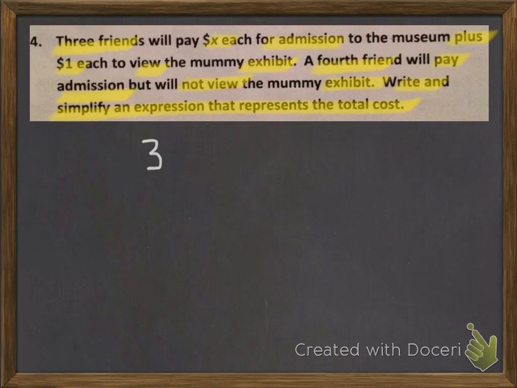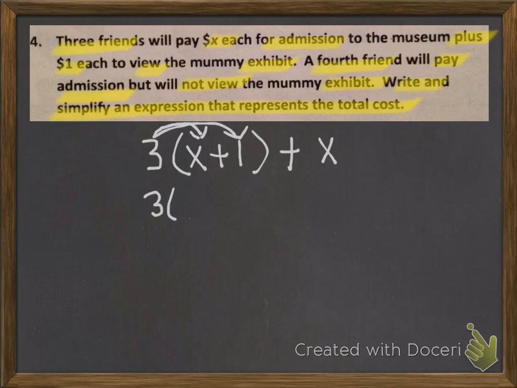Okay, so we have 3 friends. Each friend is paying X dollars for admission plus $1 for the exhibit. If I have 3 friends doing that, I'm going to put the cost in parentheses and how many are doing that outside the parentheses. But I also have that 4th friend. Now that 4th friend is only buying admission, so that's X dollars. So now I solve. I'm going to multiply this 3 times the X for the money of admissions and 3 times the 1. We need to figure out how much admission is going to cost. So 3 of the friends are going to purchase tickets, plus 3 of the friends are going to purchase the exhibit. So that's 3 times X plus 3 times 1 plus 1 friend is just going to get admissions.